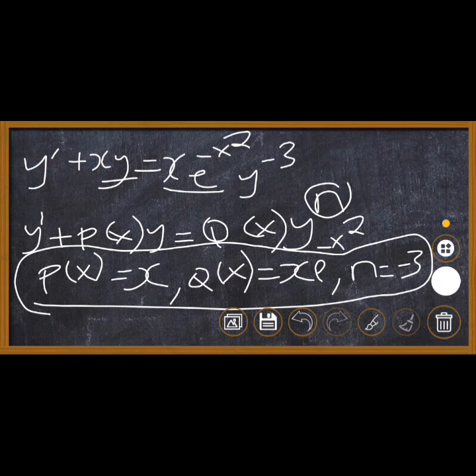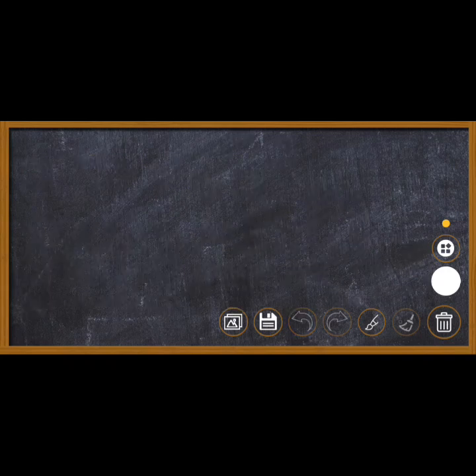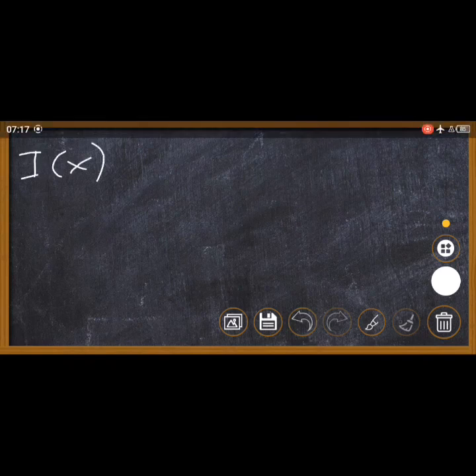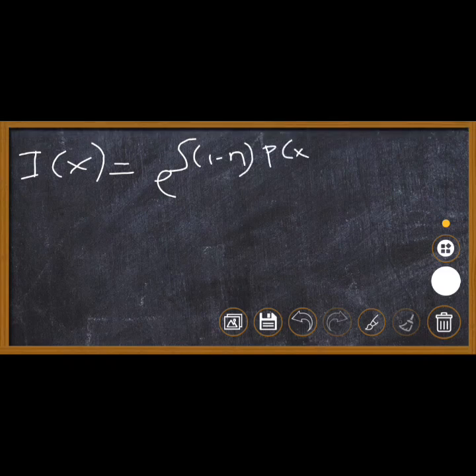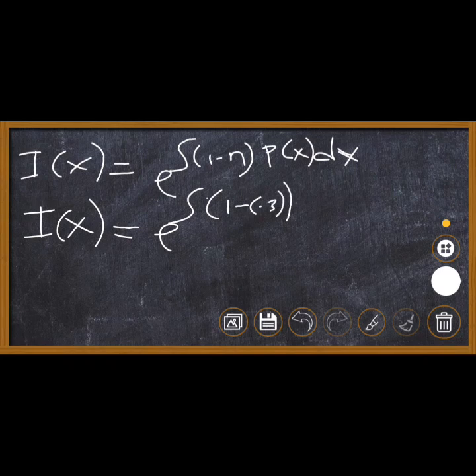So after you have identified that, you have to find the integrating factor. And we know that the integrating factor, in this case in form of x, is equated to e power 1 minus n, then p of x dx. So let's replace that with the functions that we had. So in this case, it's 1 minus, what was our n? Our value of n was negative 3. And then our p of x was what? Was simply x. So we have x.